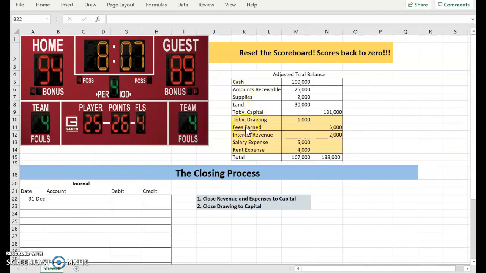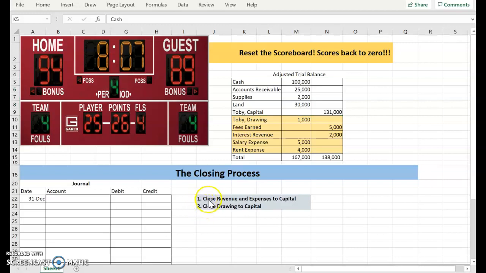And I have an adjusted trial balance, and the accounts in yellow are called temporary accounts. This means that we close these accounts, they are temporary, and they start back over each period. The other accounts listed are permanent because they don't start back over. They continue from period to period with the balance.